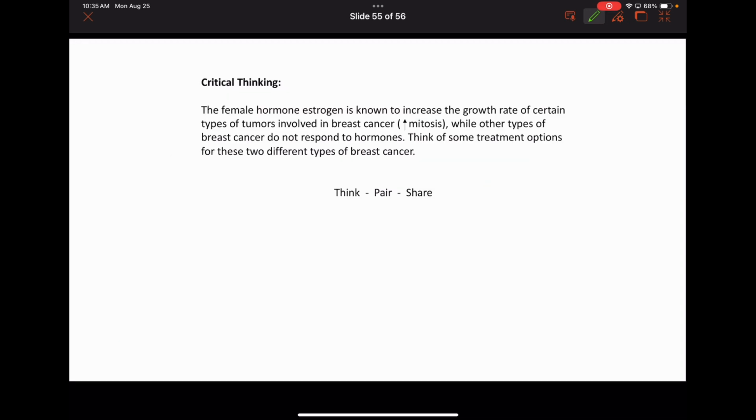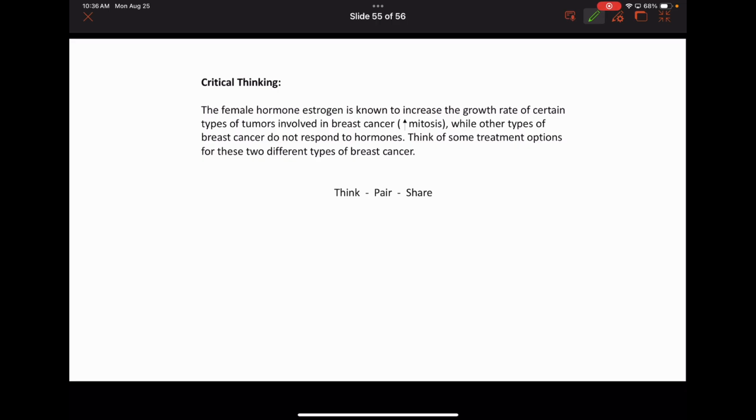Here's a critical thinking question here. So it says that the female hormone estrogen is known to increase the growth rate of certain types of tumors involved in breast cancer, while other types of breast cancers do not respond to hormones at all. Think of some treatment options for these two different types of breast cancer. I'm dumb and I already talked about it when I should have had you guys thinking about it. I already talked about downregulators, so I'll explain this a little exercise with you guys.